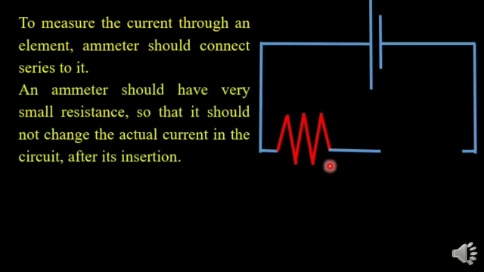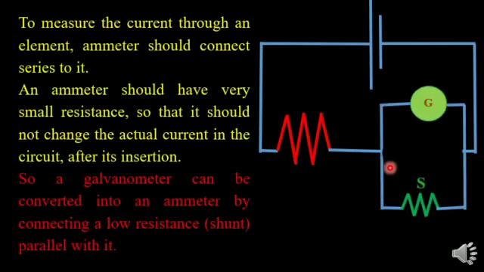An ammeter should have very small resistance so that it does not change the actual current in the circuit after its insertion. So, a galvanometer can be converted into an ammeter by connecting a low resistance, called shunt resistance, in parallel with it. If I is the current coming from the cell and Ig is the current flowing through the galvanometer, then I minus Ig is the current flowing through the shunt resistance.